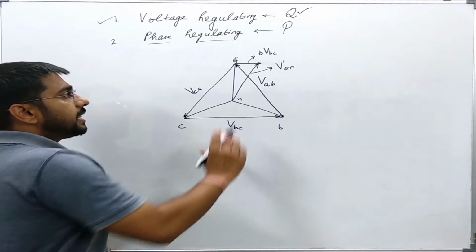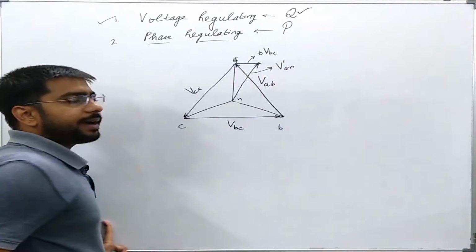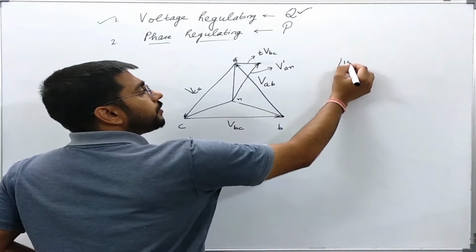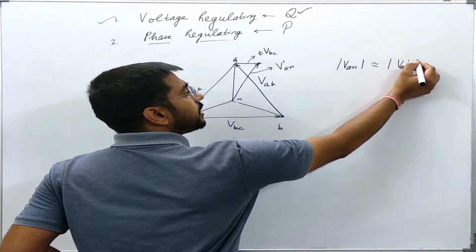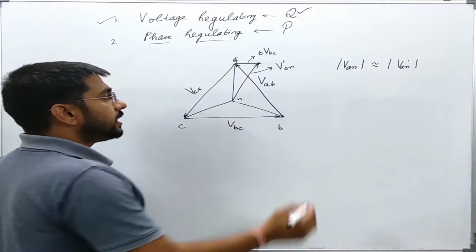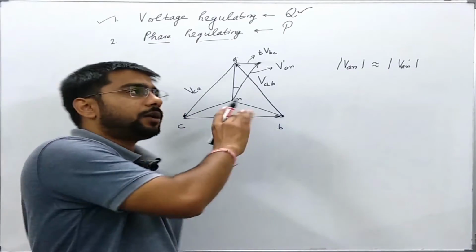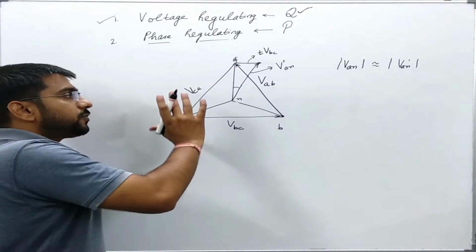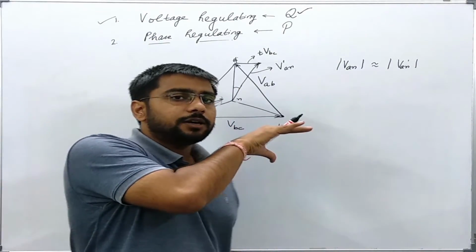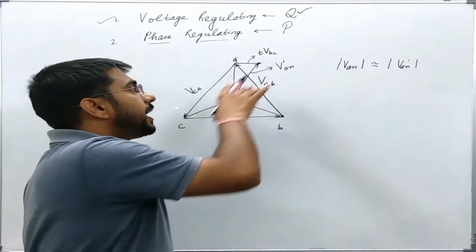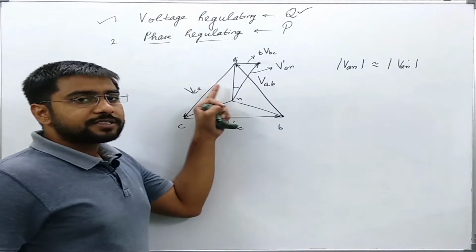Okay, now you see that the magnitudes of these two voltages VAN and VAN dash are quite equal. That is, VAN is approximately equal to VAN dash in magnitude. However, the angle between these two has changed by quite a big amount as compared to their magnitudes. So from this we have got an idea that to change the phase of any phasor, we should try to add or subtract a quantity which is in quadrature phase to the original phasor.